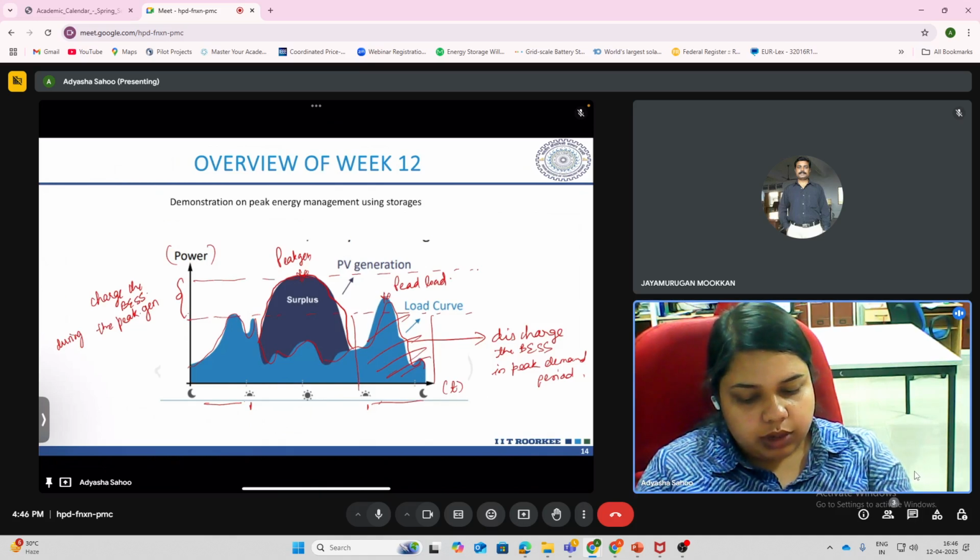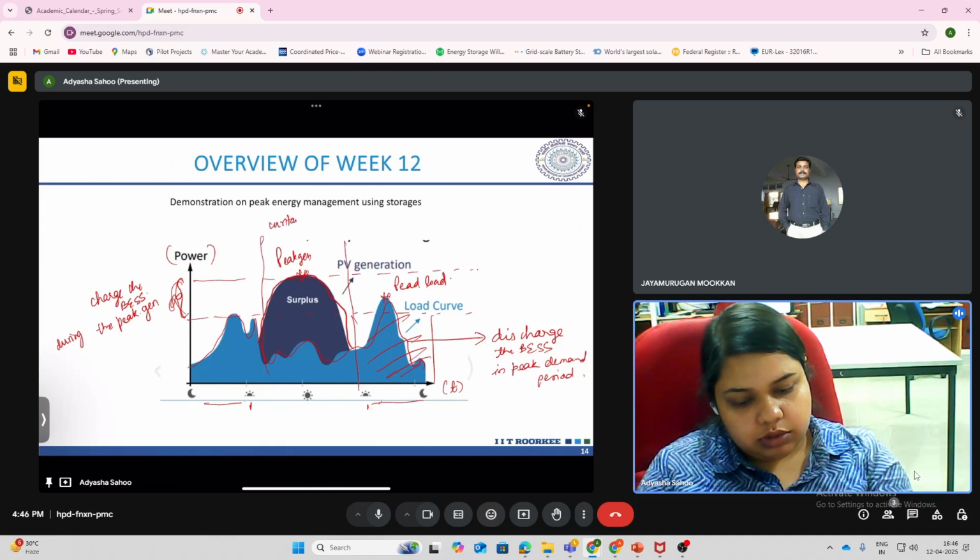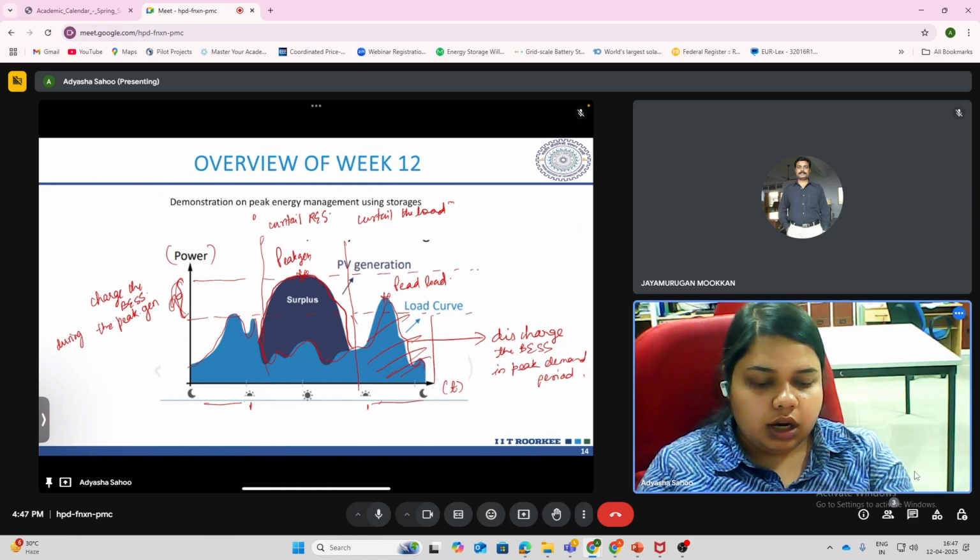If we had no battery, what would have happened? During this period of peak generation, you would have to curtail the renewable, and in the peak demand period, you would have to curtail the load. So these unfavorable curtailments of both the renewable and the load can be avoided using the storage.